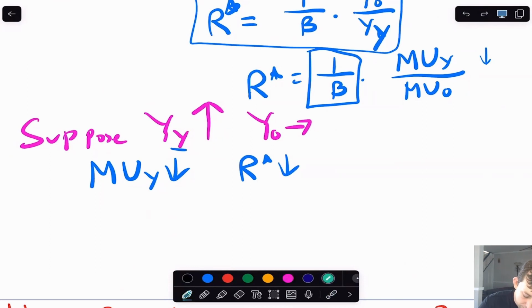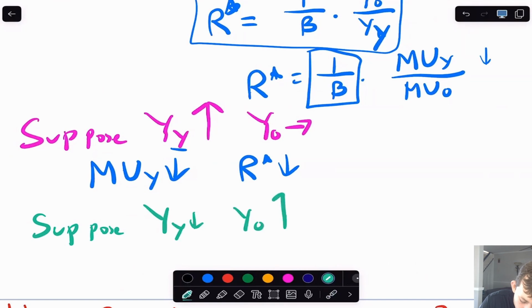Now, alternatively, maybe I'll do this in a light blue. Suppose instead that my YY was pretty low and my endowment when I'm old is ginormous. Well then, my marginal utility when I'm young is really high because I don't have that many coconuts, and my marginal utility when I'm old is pretty low. So if my marginal utility when I'm young is high, then I don't have a lot of coconuts today. And if you want me to lend someone a coconut, you're going to have to pay me a lot for me to part with that coconut today and wait until tomorrow to get an extra coconut.